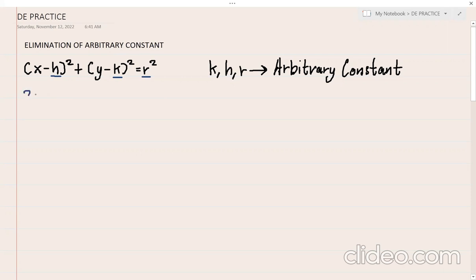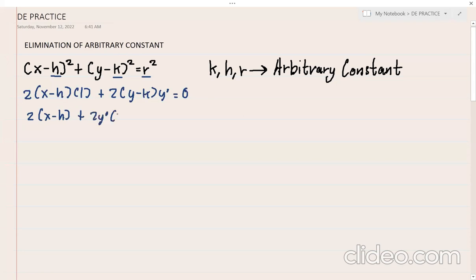So the first derivative of this is 2 times quantity x minus h times 1 plus 2 times quantity y minus k times y prime is equal to 0. So we can still simplify this one. So we will have 2 times quantity x minus h plus 2y prime times quantity y minus k is equal to 0. There. So we can once again simplify this one because both of these terms on the left are divisible by 2. So we can factor out 2 here.